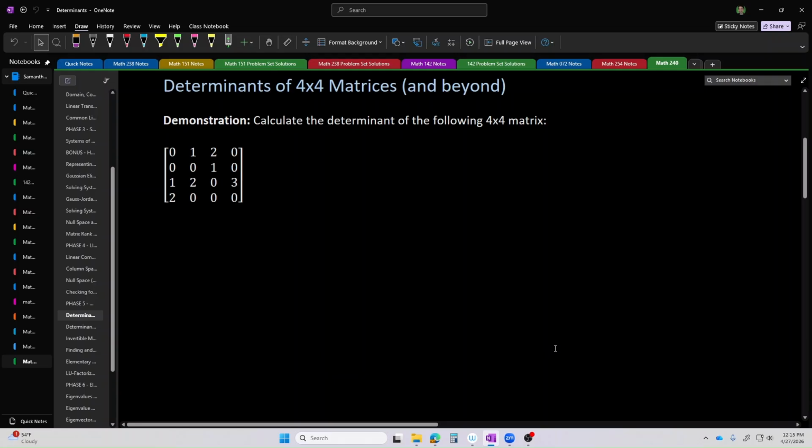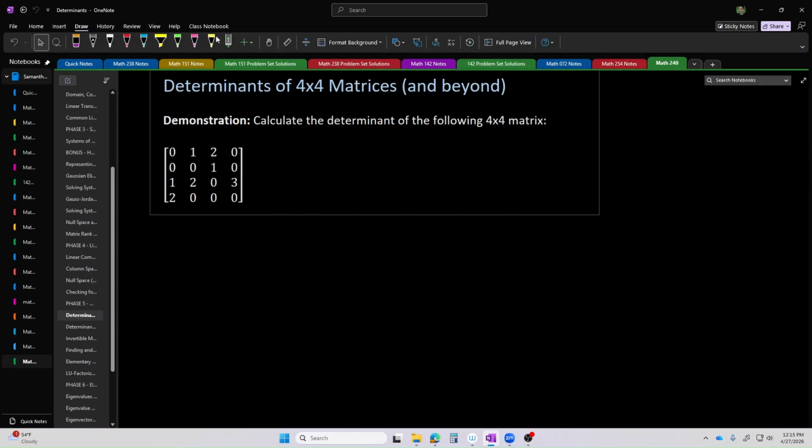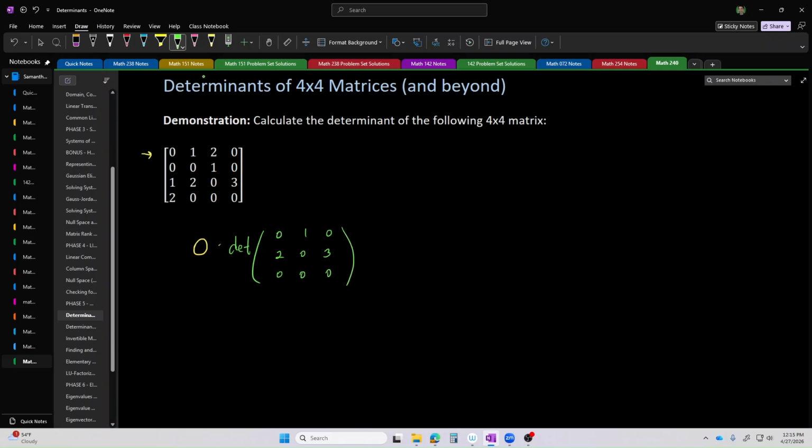So perhaps you can guess how we might approach calculating the determinant of this 4 by 4 matrix. Someone says find the determinant of the following 4 by 4 matrix given here. I'm going to start, for example, in the top row in the very first entry, extracting the value 0. I'm then going to block out the row and the column containing that 0, and I'm going to look at the 3 by 3 submatrix that's left behind. So that gives me 0, 1, 0, 2, 0, 3, and 0, 0, 0.